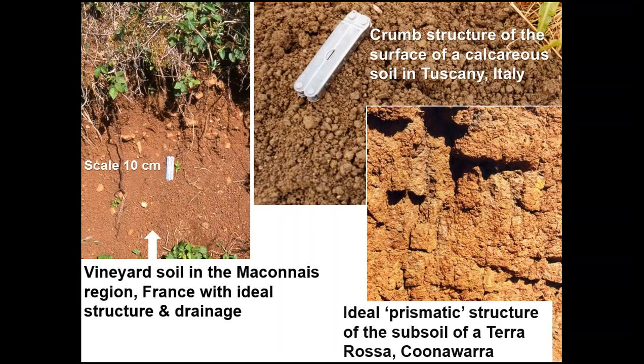And then as far as the subsoil is concerned, on the right-hand side, an ideal prismatic structure such as we find in the deeper examples of Terra Rossa in Coonawarra. You see that they're quite large aggregates, but they're separated by pretty well-defined pores, fractures, cracks, and within the aggregate itself, that's where the water is stored and slowly released to the vines.